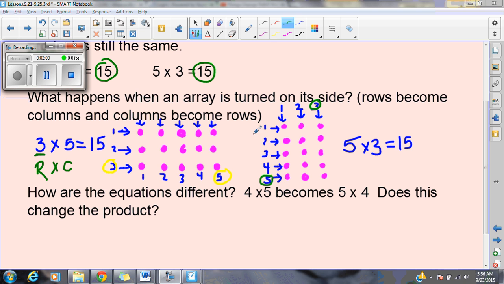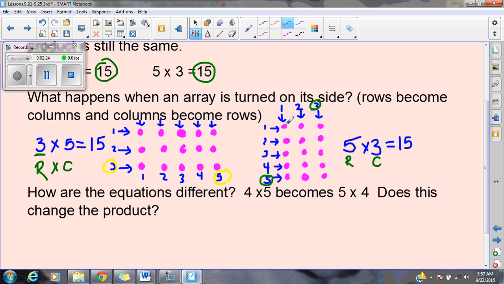Over here, we have 5 rows. You can see the arrows pointing side to side for 5. And we have 3 columns. You can see the arrows pointing up and down for 3 columns. So we multiply the rows first, in this case, which is 5, times the number of columns there are. And we still get a product of 15.